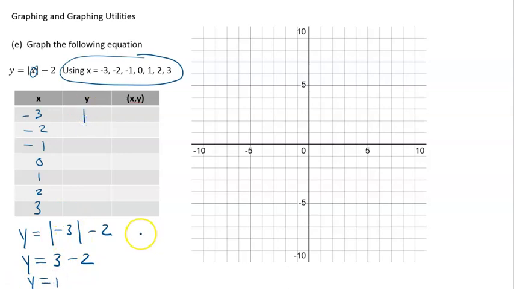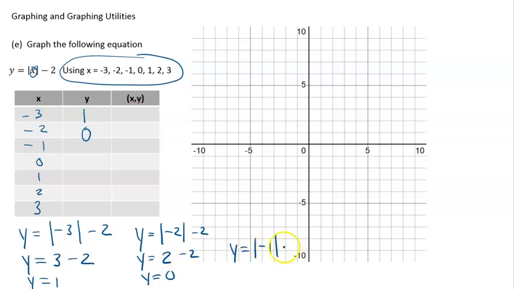And I'm going to keep doing that all the way down. So y equals the absolute value of -2, subtract 2. Well, the absolute value of -2 is +2 minus 2, and then 2 minus 2 is 0. And then the absolute value of -1, which is going to be 1, and then minus 2. So that's +1 minus 2. 1 subtract 2 is -1. What about the absolute value of 0? How far is 0 away from 0? Well, 0. So 0 minus 2. 0 minus 2 is -2.